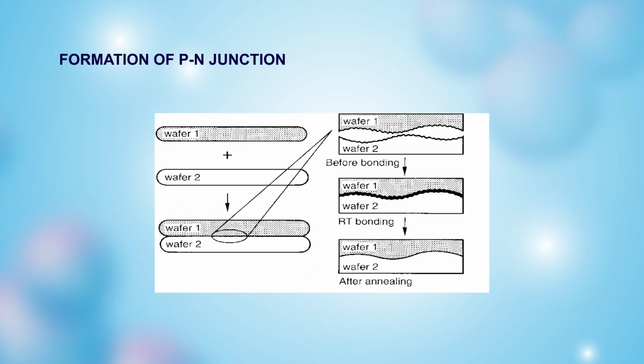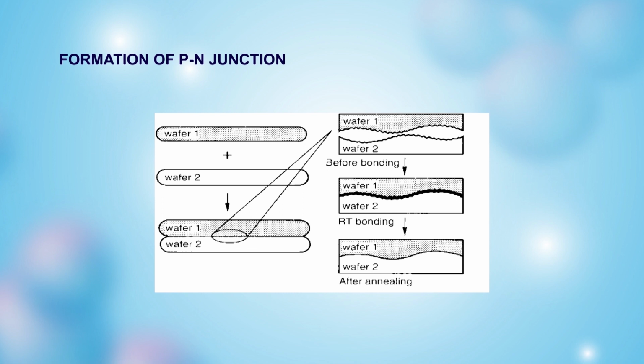The figure below shows the process of wafer bonding. This diffusion process creates a region near the junction that is depleted of majority carriers, forming the depletion layer. Here, two wafers are taken, wafer 1 and wafer 2. They are brought closer and physically joined. Before bonding, as we can see, there is a gap between wafer 1 and wafer 2, and once the bonding starts, the gap is removed and they form a single element.